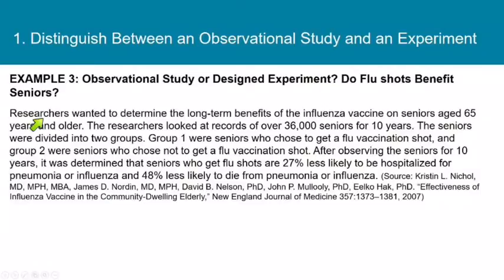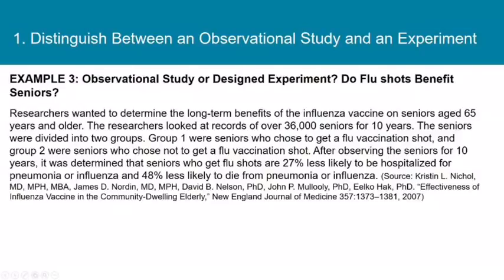It says, researchers wanted to determine the long-term benefits of the influenza vaccine on seniors aged 65 and older. The researchers looked at records of over 36,000 seniors for 10 years. The seniors were divided into 2 groups. Group 1 were seniors who chose to get a flu vaccination shot, and Group 2 were seniors who chose not to get a flu vaccination shot. After observing the seniors for 10 years, it was determined that seniors who get flu shots are 27% less likely to be hospitalized for pneumonia or influenza, and 48% less likely to die from pneumonia or influenza.